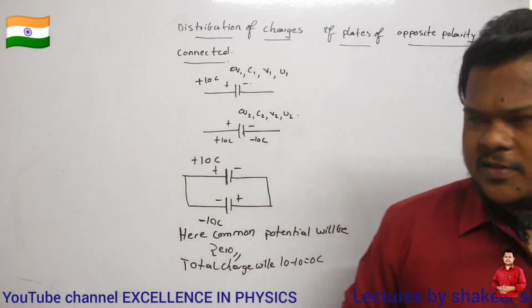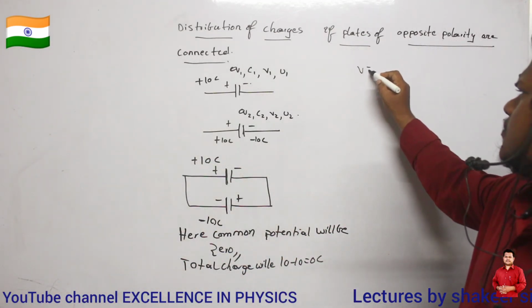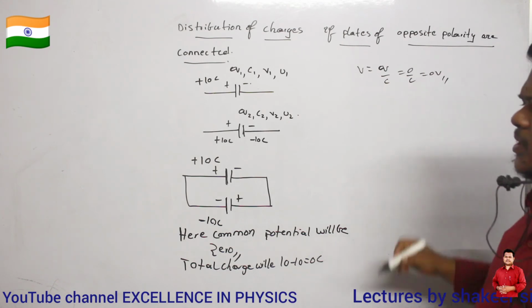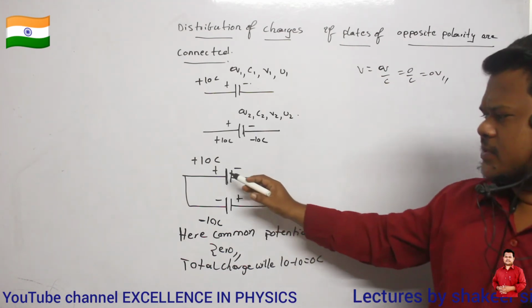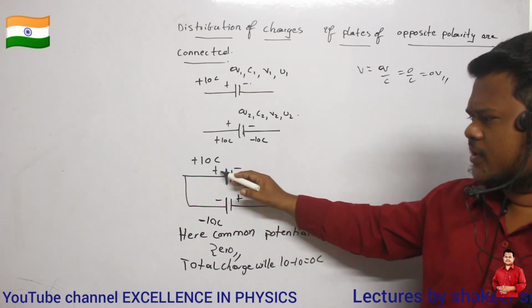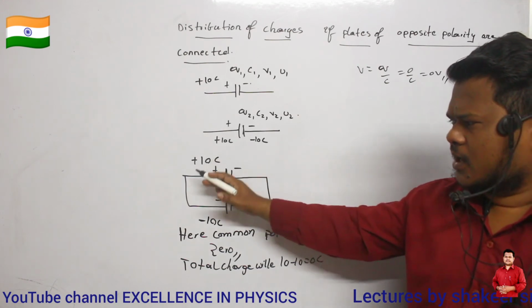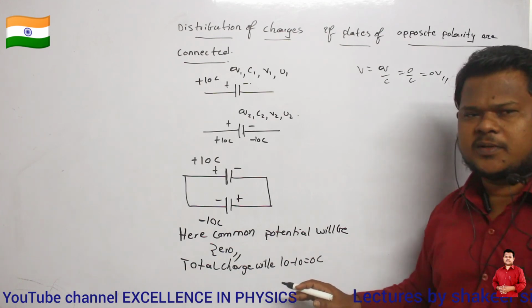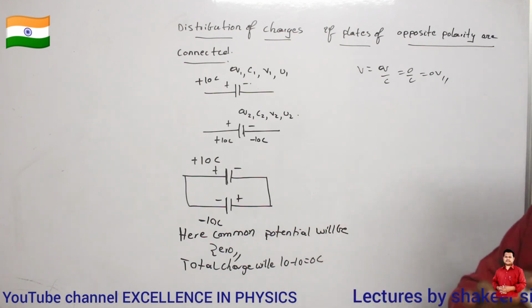Then what will be the equation for potential? V is equal to Q divided by C, no? So 0 by C is equal to 0 volts. So if charges are equal and opposite, and if I connect a positive plate and a negative plate, all the charges will get cancelled with each other. And total charge will become 0 and total potential will become 0.